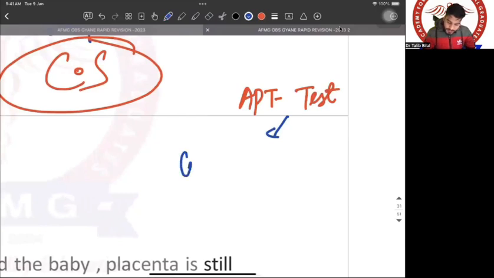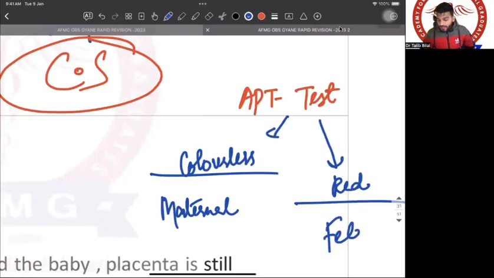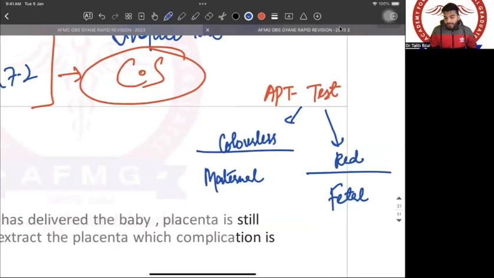Okay. If after this test the blood is colorless, that is maternal blood. And if it is red, bright color, that is fetal blood. Why? Because the fetal RBCs are resistant to alkaline denaturation. Okay, guys, the fetal RBCs are resistant to alkaline denaturation.